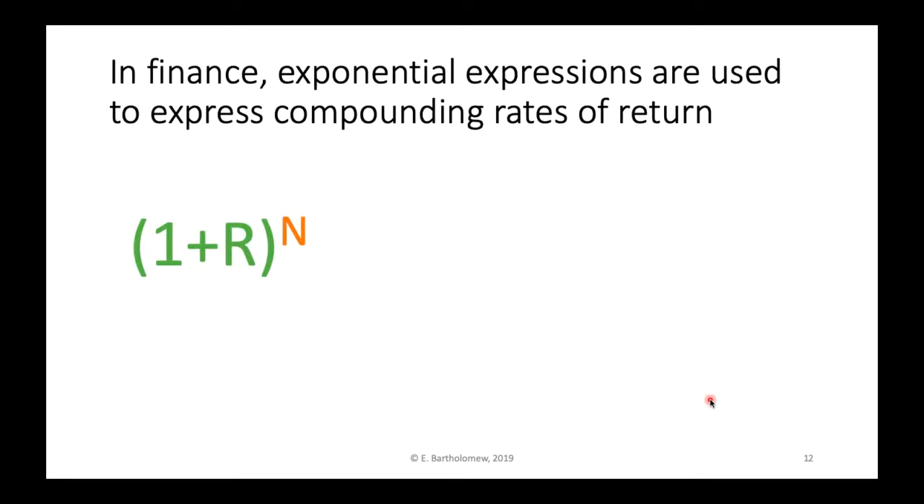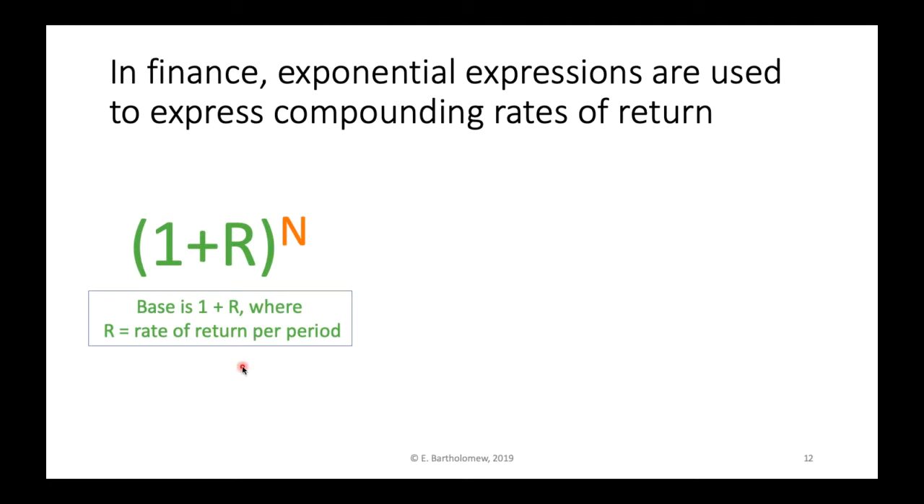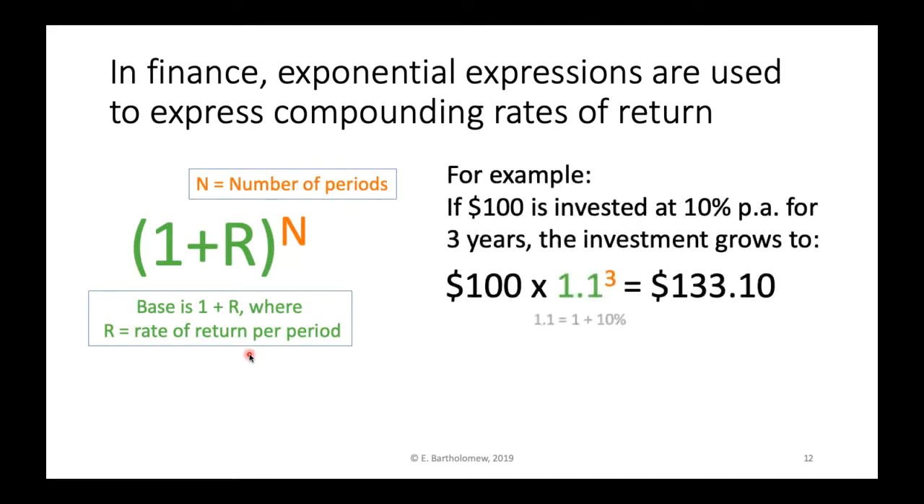Now in finance, exponential expressions are used to express compounding rates of return. So in this case, the base is 1 plus r, and r here is the rate of return per period, and n would be then the number of periods that we're compounding. So for example, if we have $100 that's invested at 10% per annum, PA stands for per annum, for 3 years, the investment grows to this amount, 133.10.